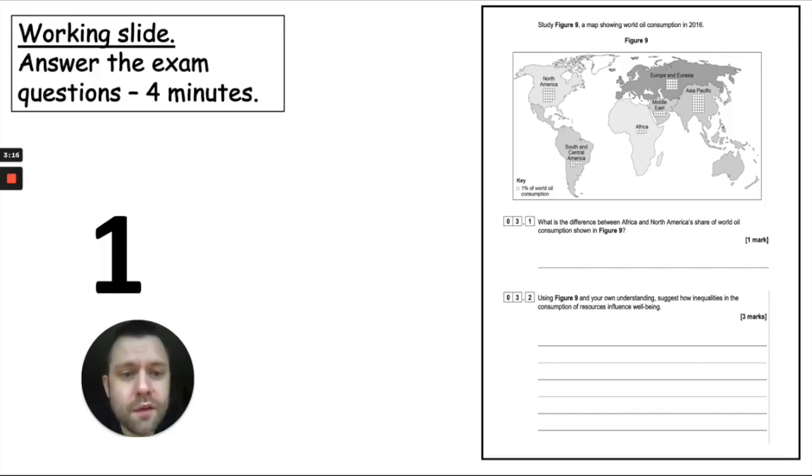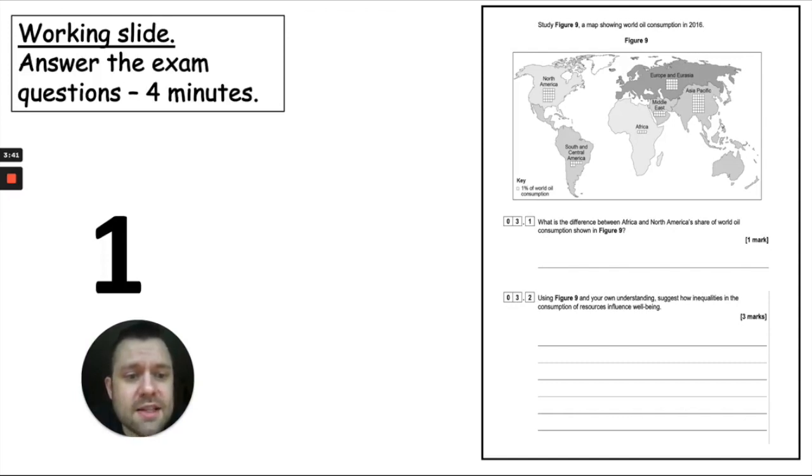Now, your first task, quite straightforward. You've got to look at that map. There's a key at the bottom, and that is essential. And you need to know your continents. On this particular map, they have been kind and told you the names of the continents, but they might not. So don't bank on that. That should take you about 1 minute. Once you have done that, there is another question that says using figure 9 and your own understanding.